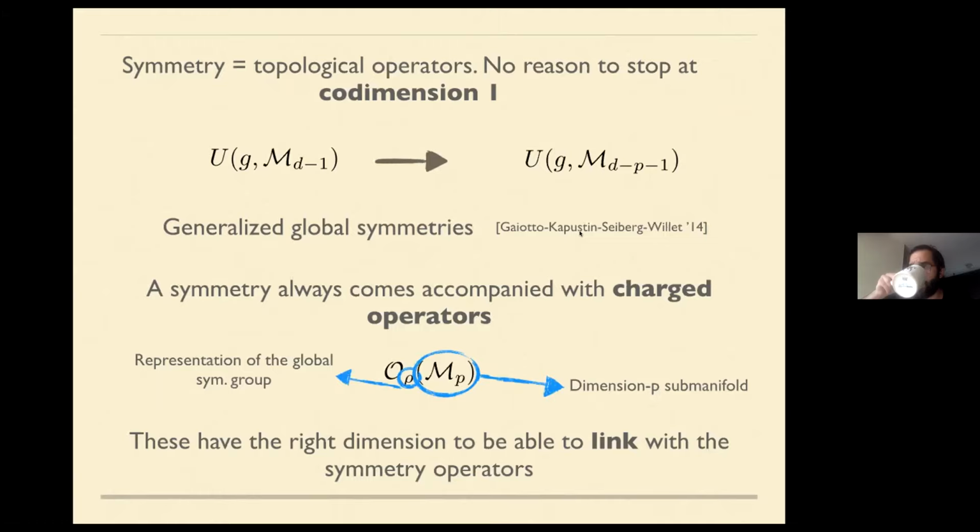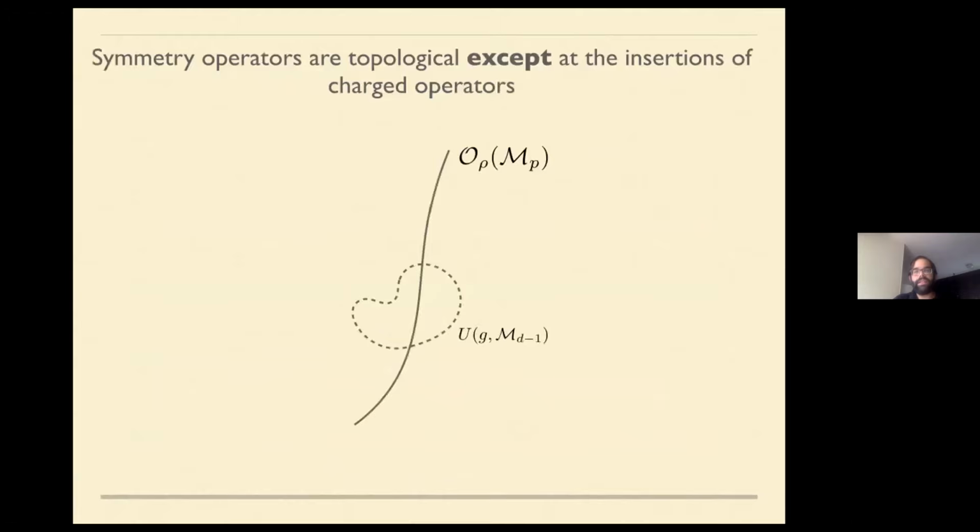Okay. So what do I mean that they're able to link with symmetry operators? Well, what I mean is that when one says that the operators are topological, they're really topological, the insertions of these operators, except when they cross charge operators. So that's the extra bit that makes talking about the correlators of these operators nontrivial. So suppose you have a situation like this, where you have the operator linking like this, and you can start deforming the operator, which you can do because it's a topological operator that doesn't change the value of the correlator. And at some point, the topological operator hits the charge operator. And when it does, the correlator changes.